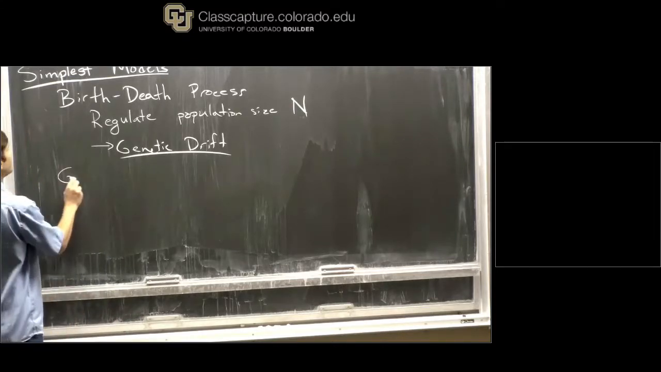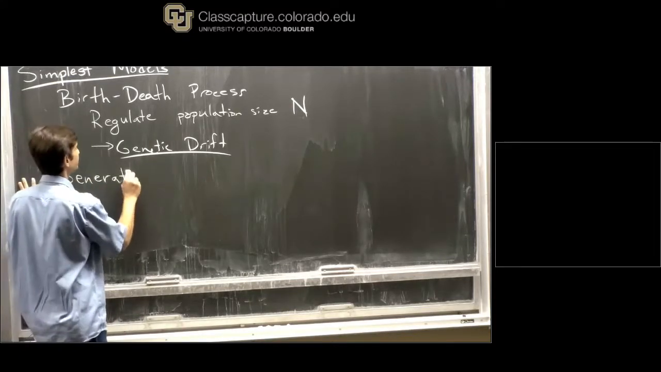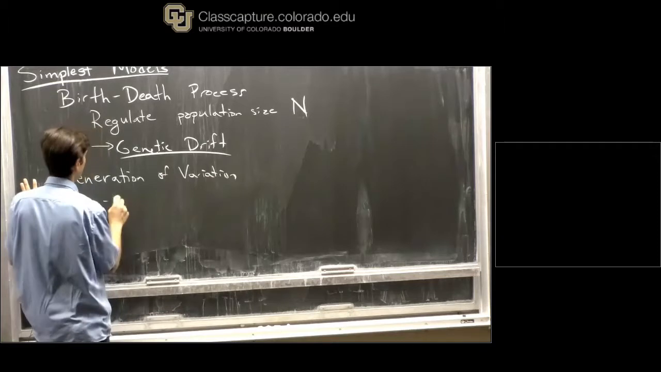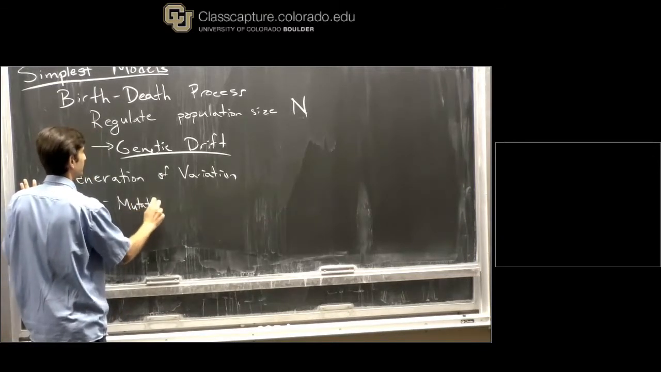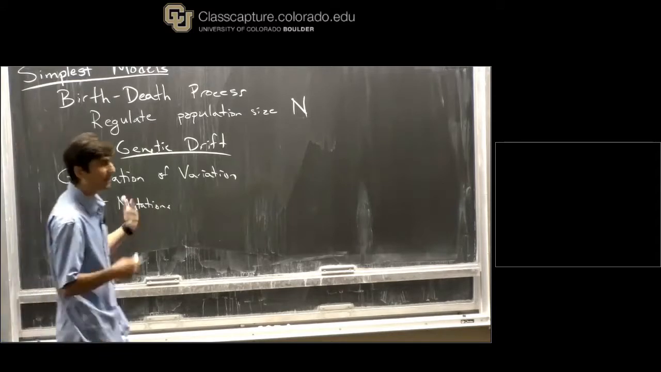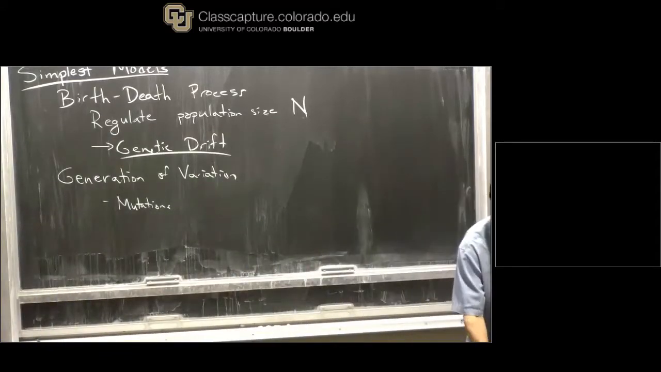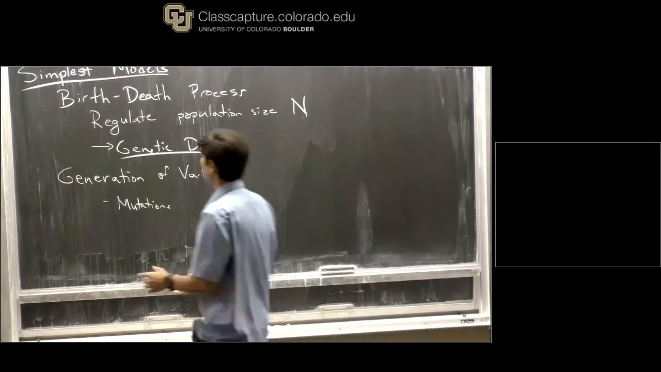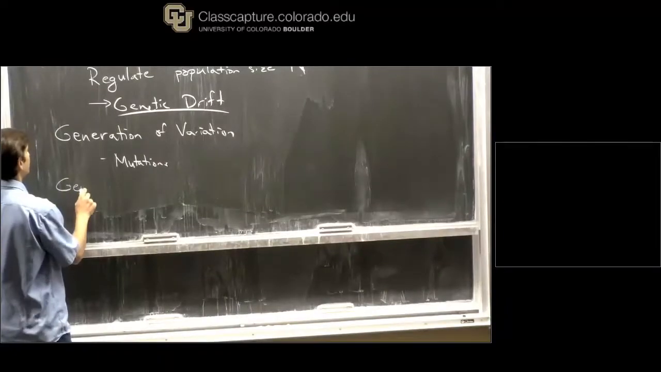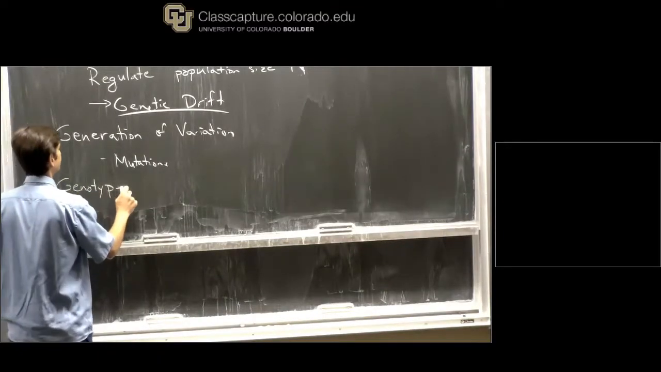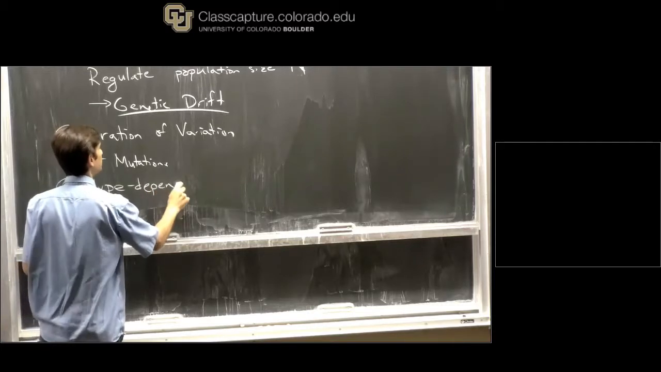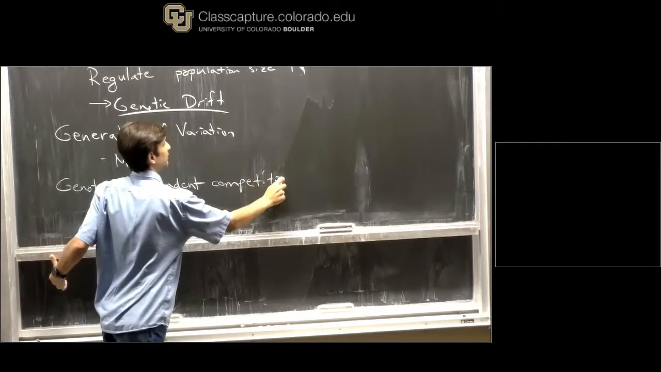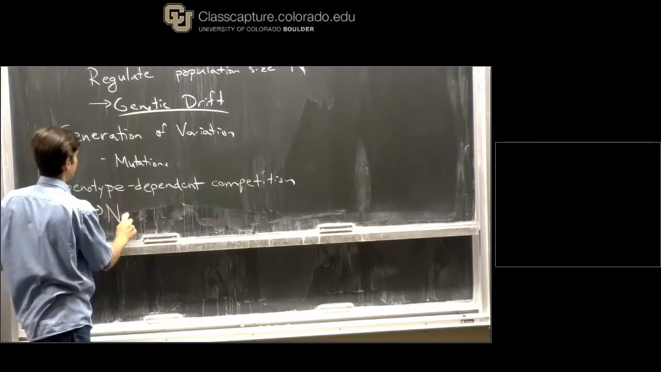All right. We obviously need something for the generation of variation. Okay, so mutations. So some process by which every time you give birth, you produce some imperfect copy. That's obvious. And then the third major component is some type of genotype-dependent competition, right? What's this called? Natural selection, right?